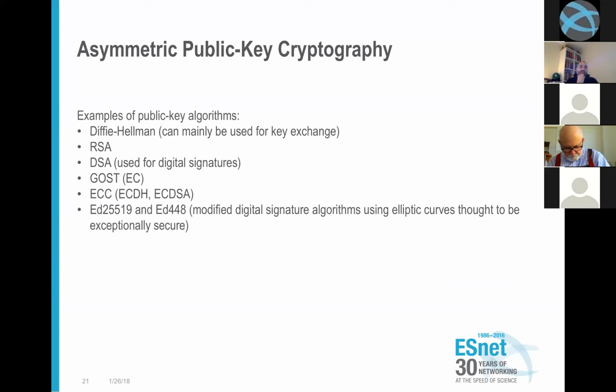Elliptic curve cryptography is also used in a mechanism similar to DSA, and it's also used in an elliptic curve version of Diffie-Hellman for key exchange. There are more recent algorithms called ED25519 and ED448. Those numbers represent the particular types of elliptic curves they use, and they use a slightly different algorithm to do digital signing and to do things like key exchange.